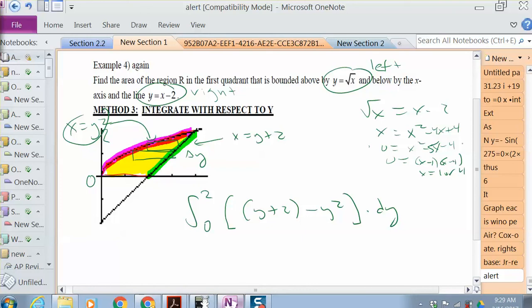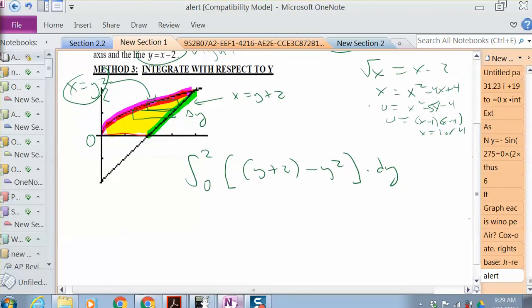Yeah, that's what x is, and then of course you can solve for y. But anyway, hopefully you can see it's 0 and 2 for limits. So now you just work it out. So that's y squared over 2 plus 2y minus y cubed over 3 from 0 to 2.